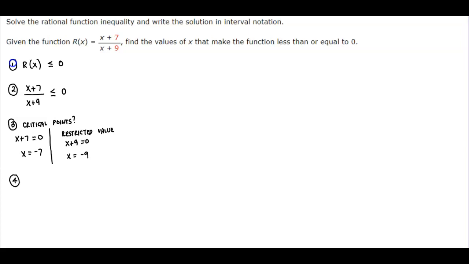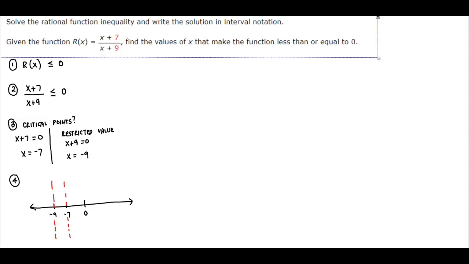And so now what we're going to do is create our regions. So we have 0, we have negative 9, and then negative 7. So now we're going to create our regions from those critical points. So region 1, region 2, and then region 3.